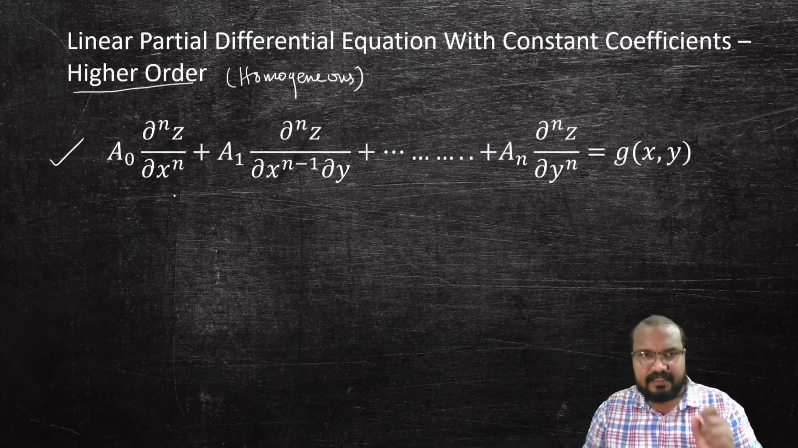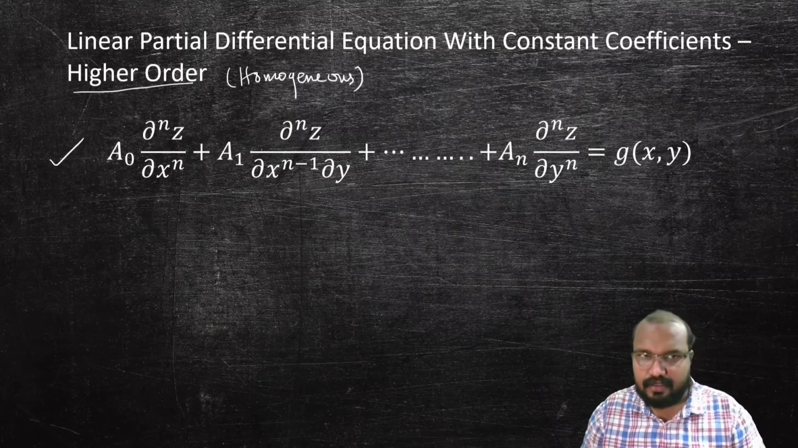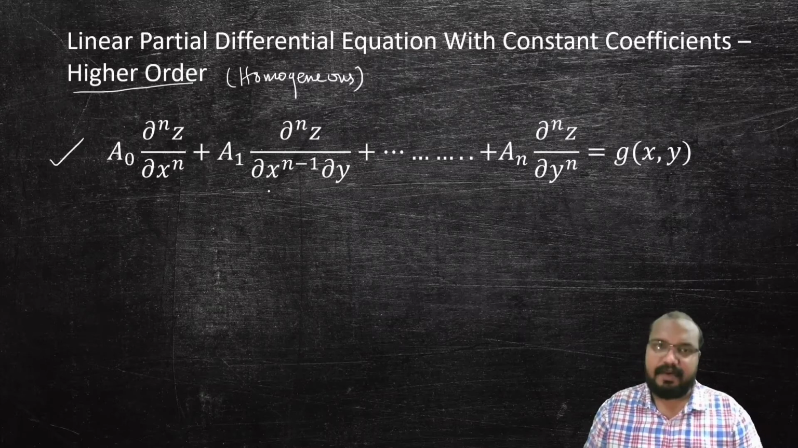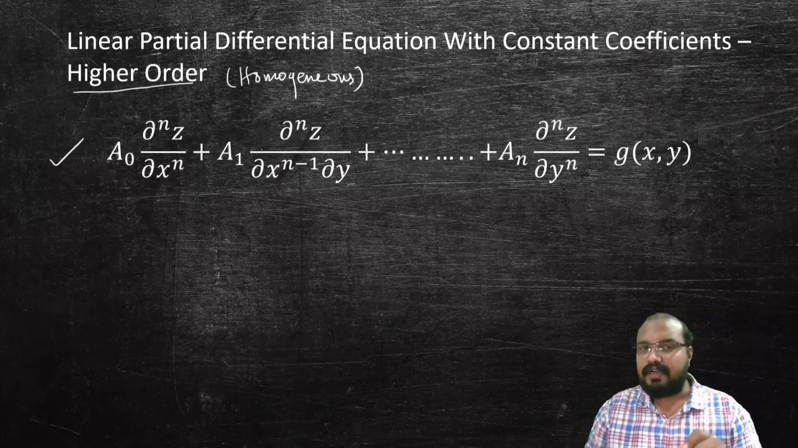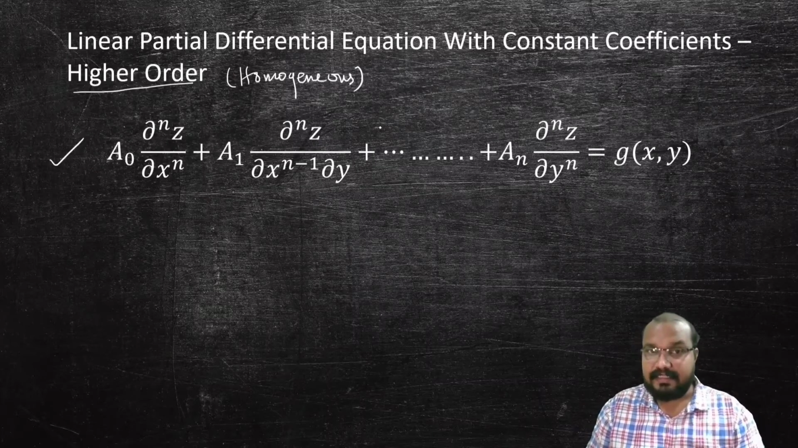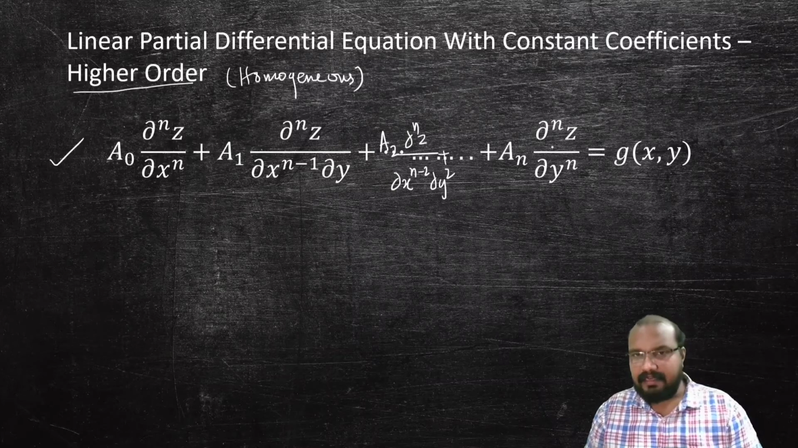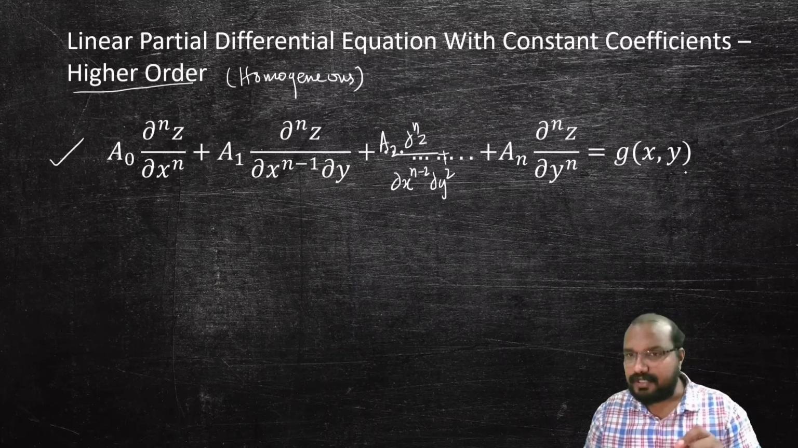you can see in this general form a naught ∂^n z/∂x^n plus a1 into ∂^n z/∂x^(n-1)∂y plus next term will be a2 ∂^n z/∂x^(n-2)∂y², okay, plus etc. an ∂^n z/∂y^n equal to g of xy.